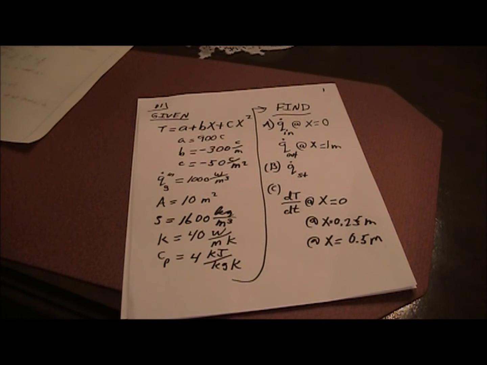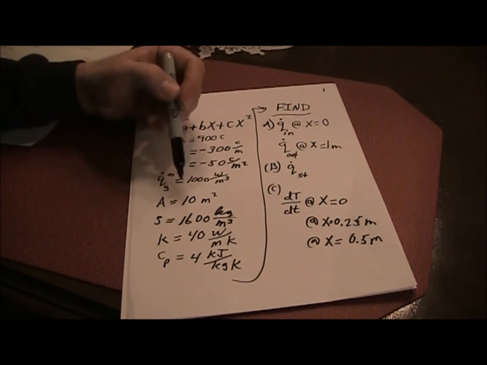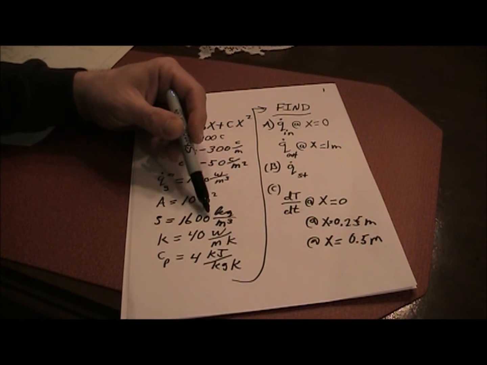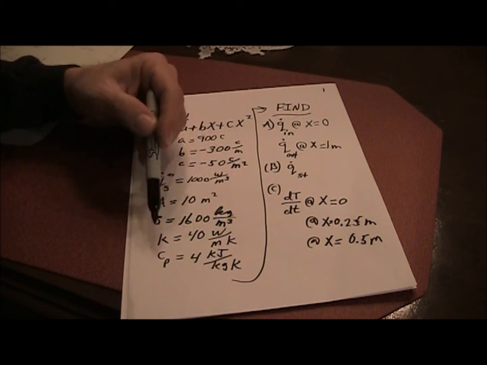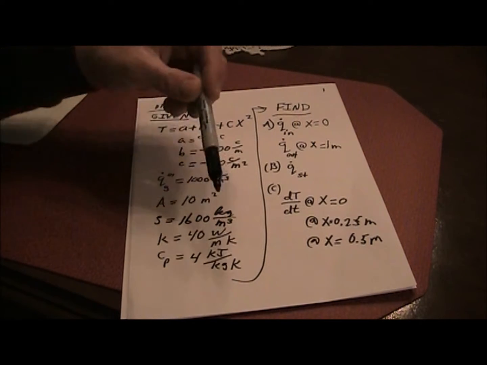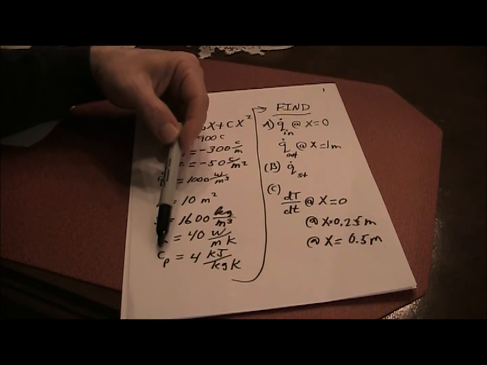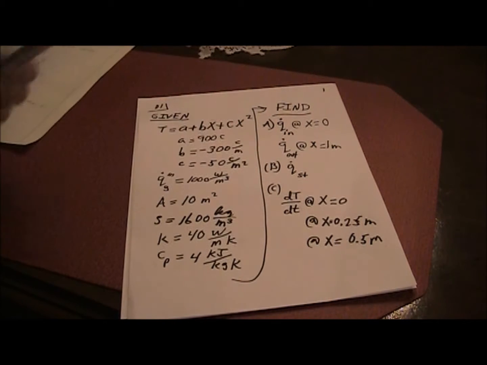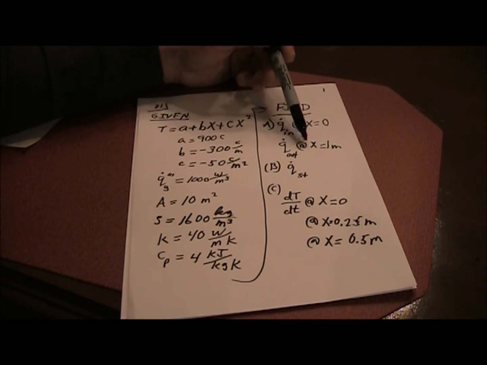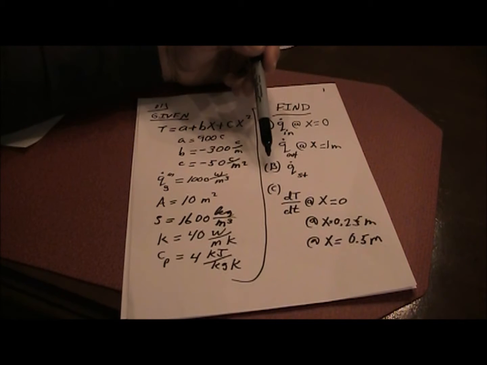Okay. The area of the wall is given as 10 meters squared. The density is given as 1600 kilograms per meter cubed. The conductivity is given as 40 watts per meter Kelvin. The specific heat is given as 4 kilojoules per kilogram K. And here's what we're asked to find: Q dot in at x equals 0, Q dot out at x equals 1 meter, and Q dot stored.